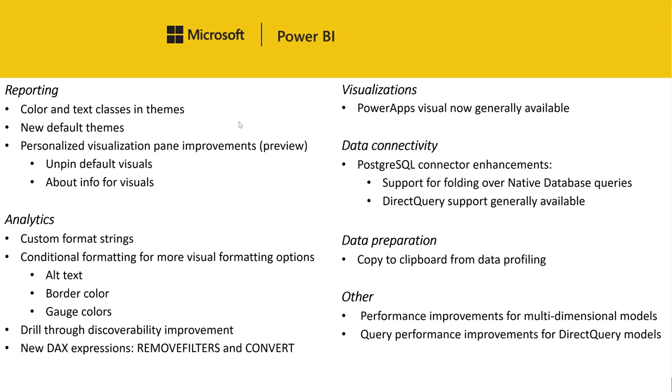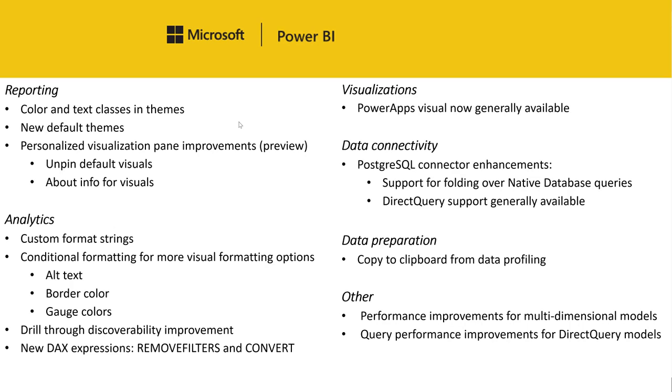Under data connectivity, we have a PostgreSQL connector enhancements, the first of which is that it now supports folding over native database queries. So you're able to now paste a native query into the get data flow when connecting to a database, with folding capable operations applied on top according to the normal import or direct query logic. Also, direct query support is now generally available. We announced it as a preview last month, and so we're very excited to now, 1 month later, mark it as generally available.